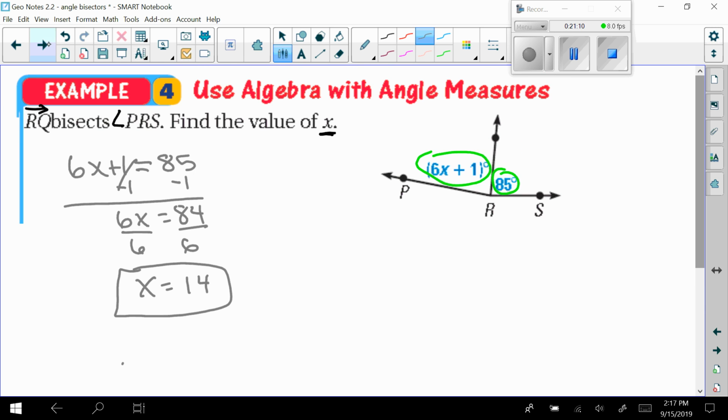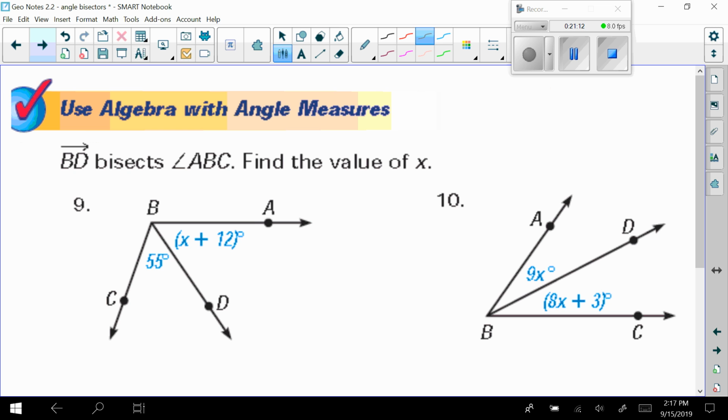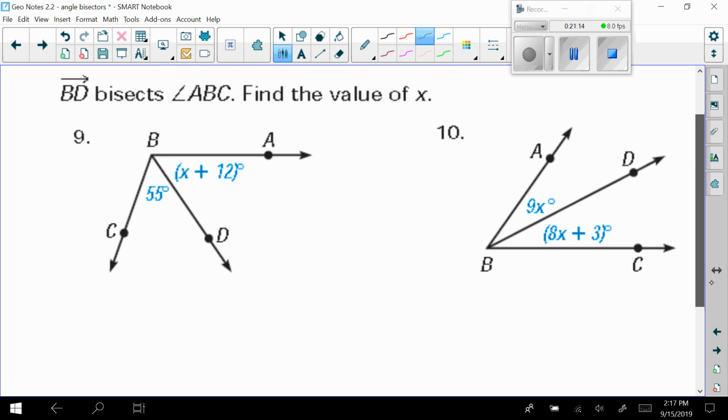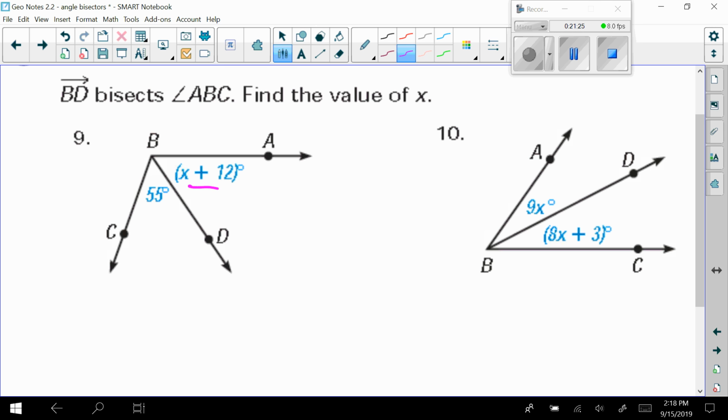All right, let's try a couple more examples where we're going to use the algebra. All right, I'm going to set y'all free because that last example was really good. So let's pause the video and everybody work on this. Remember that because this is being bisected, it is being cut into 2 equal parts. So this part and this part are equal, okay? Even over here, this part and this part are equal. So you should be able to set up an equation. So pause the video, work 9 and 10, and then come back and check your answer.